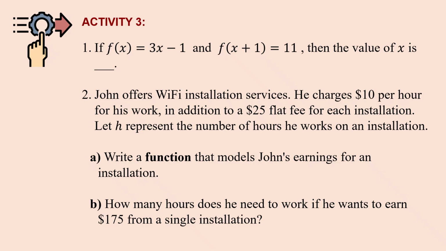In this activity, there are two questions. The first question is to fill in the blank. If the function is given as f of x equals 3x minus 1 and another function is f of x plus 1 is equal to 11, then the value of x is. So here we can see that you will evaluate the function f of x plus 1 by replacing every x in this function f with x plus 1. And then once you replace x by x plus 1, equate it to 11 and find the x. So you can answer that question.